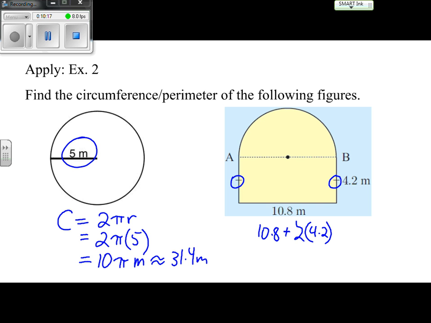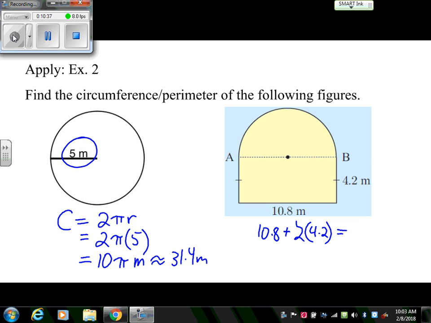The outside of the figure that I'm actually trying to find the perimeter of goes around here, and then it just comes down to these three sides of the rectangle that we have there. So I don't need that top side because it's not on the outside of this hybrid figure. So what I'm going to do is simply add these up, and I get 19.2, and that would be meters. But that's not my whole figure. I still have to deal with this curved part up here.